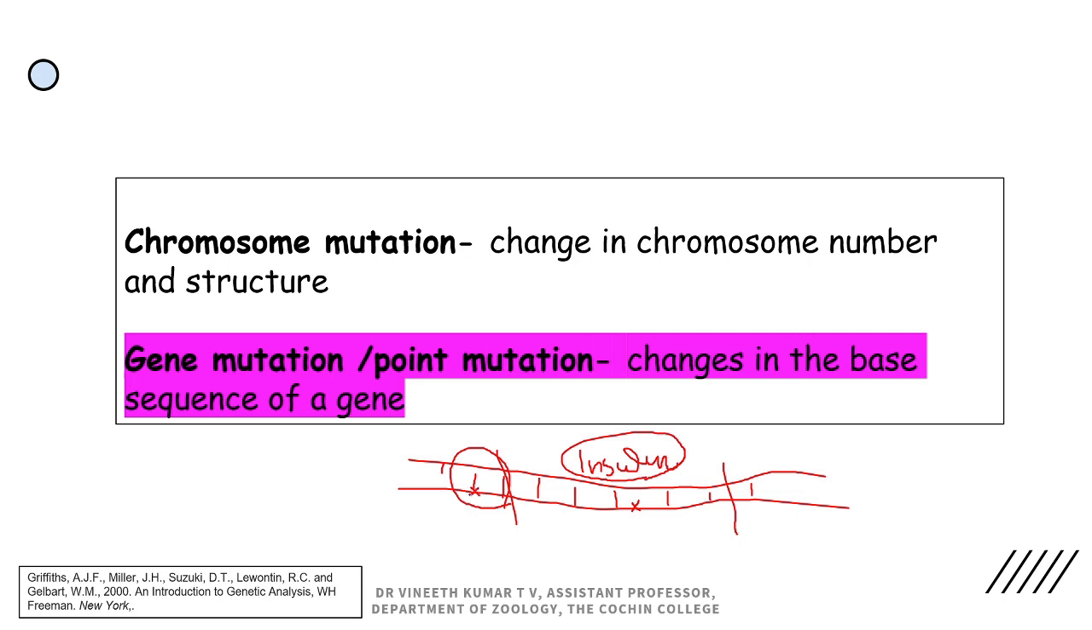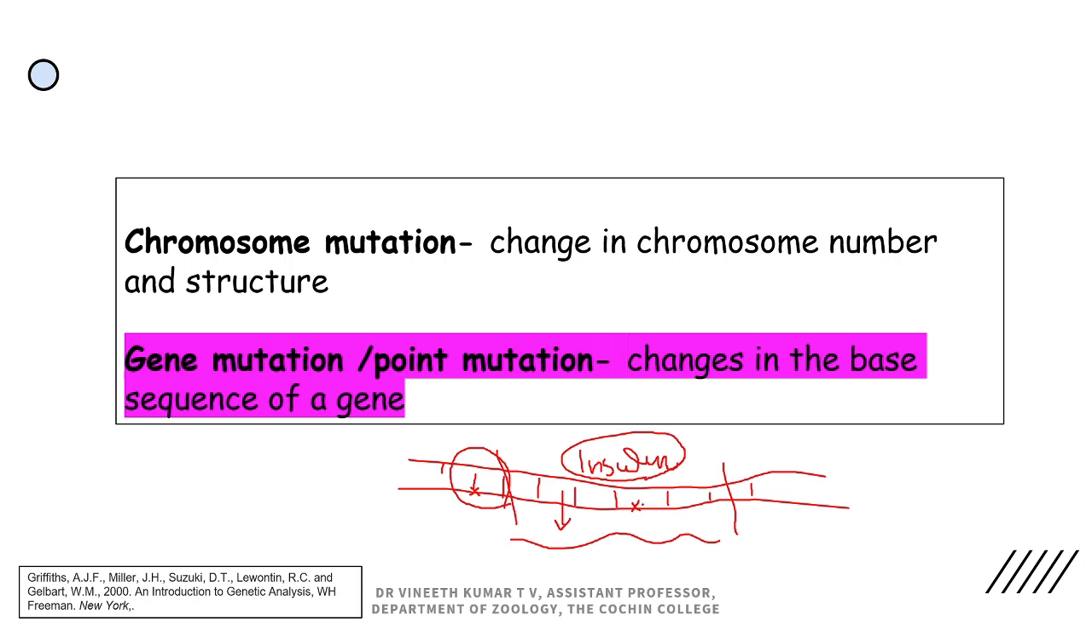If this happens in a regulatory site, for example, this is a site where your RNA polymerase binds, which is an enzyme responsible for the production of an mRNA from this DNA. So this is the mRNA, single stranded mRNA. If this site is affected, the RNA polymerase, the enzyme, will not bind here. As a result, the mRNA will not be formed.